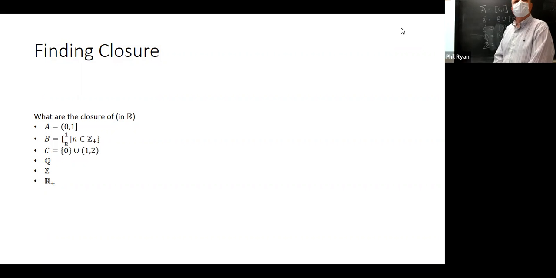Closure of Z. It's just Z, right? Because for any non-integer, you can make a small enough interval. So for example, 1 1/4, you make the interval 1/8 around that, and it won't intersect the integers. And then finally, the positive reals. We'd have to just throw in 0 there. Okay, so you've got a good idea of what the closure is.